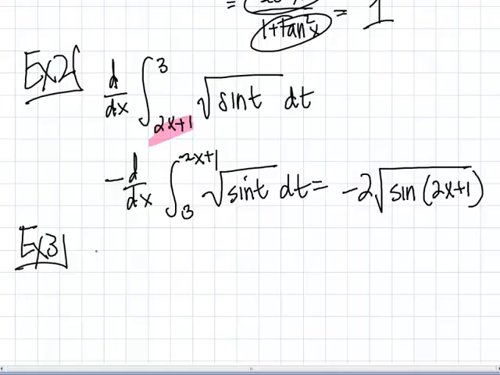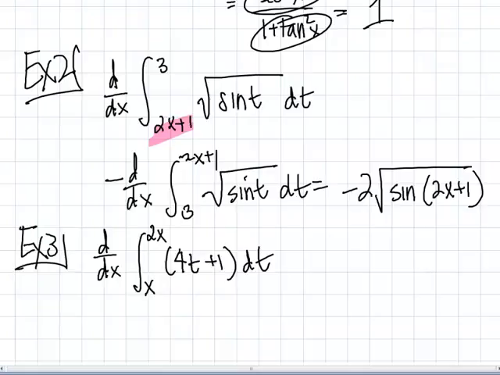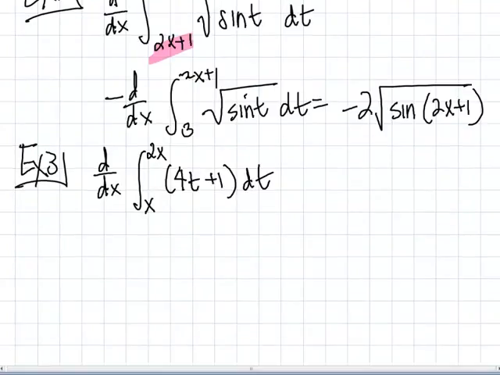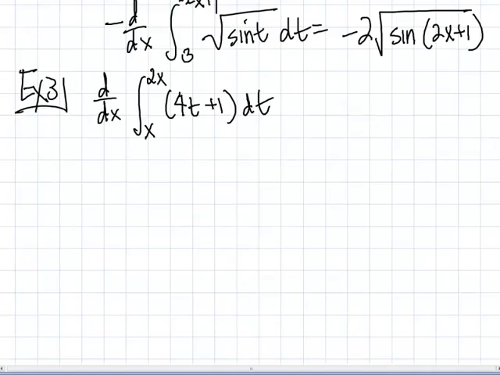Okay, one last one. What do you think about this one? The integral from x to 2x of 4t plus 1 dt. Notice we have an upper limit and a lower limit with a variable in it. You need to remember that the fundamental theorem says that it has to be a constant. So we are going to have to split this up into 2.